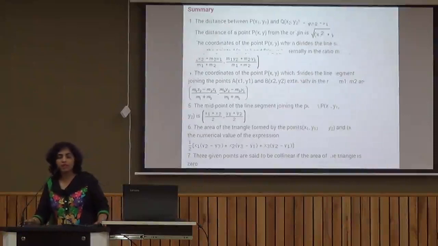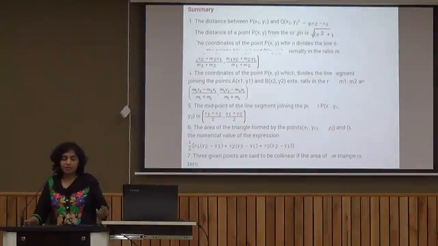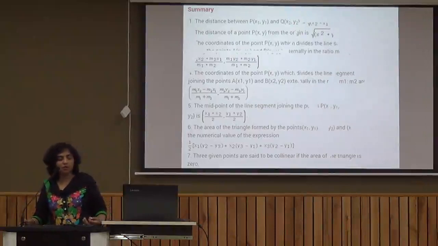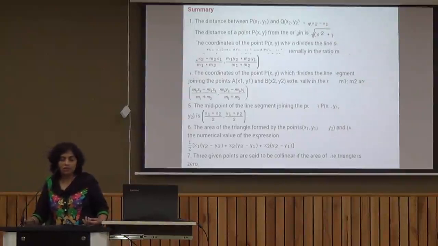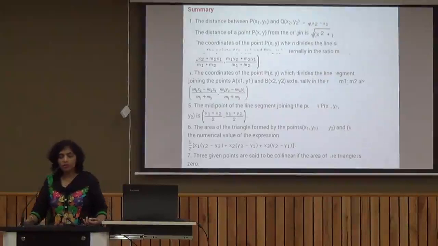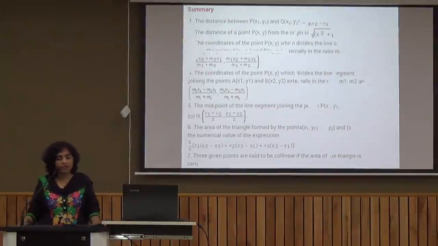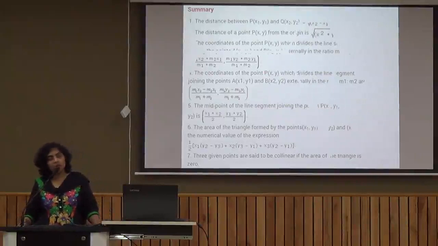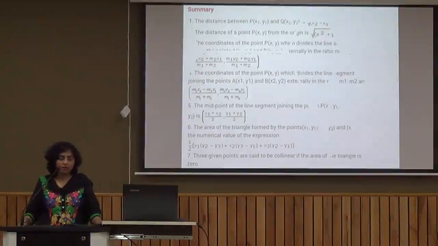So let's have a quick summary of whatever we have done today. We have calculated the distance between 2 points P (x1, y1) and Q (x2, y2) as under root of (x2 minus x1) whole square plus (y2 minus y1) whole square. The distance of a point from the origin is under root of x square plus y square. The coordinates of the point P (x, y), which divides the given line segment in the ratio m1:m2, are (m1 x2 plus m2 x1) upon (m1 plus m2) and (m1 y2 plus m2 y1) upon (m1 plus m2).